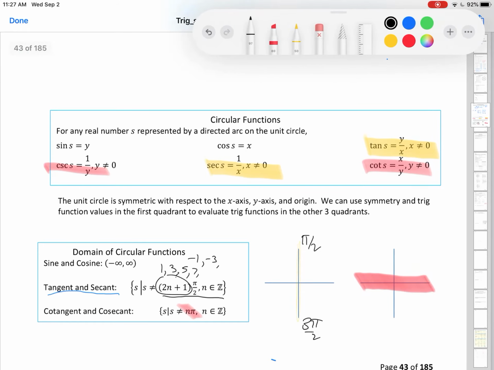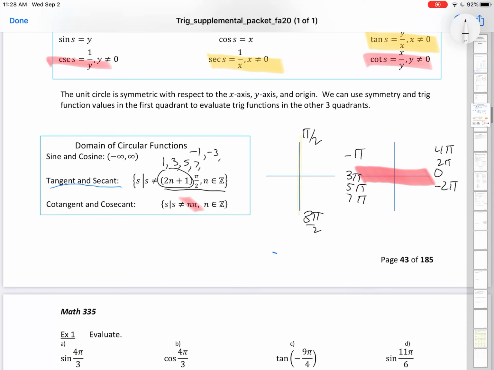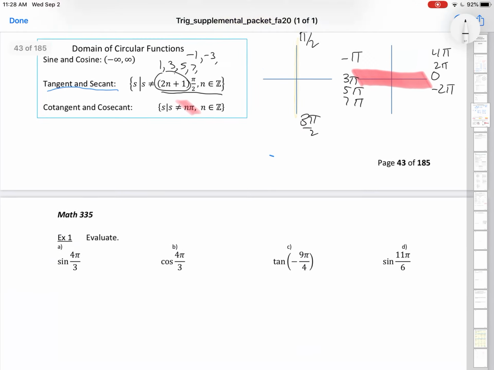Let me come in here in black. This is 0, 2 pi, 4 pi. This is 3 pi, 5 pi, 7 pi, negative pi, negative 2 pi. Any integer multiple of pi that you have, we're going to have an issue with cotangent and cosecant. So that's why they have limited domains. But they're defined everywhere except for those odd multiples of pi over 2 and any multiple of pi for the other. So hopefully that makes a lot of sense.